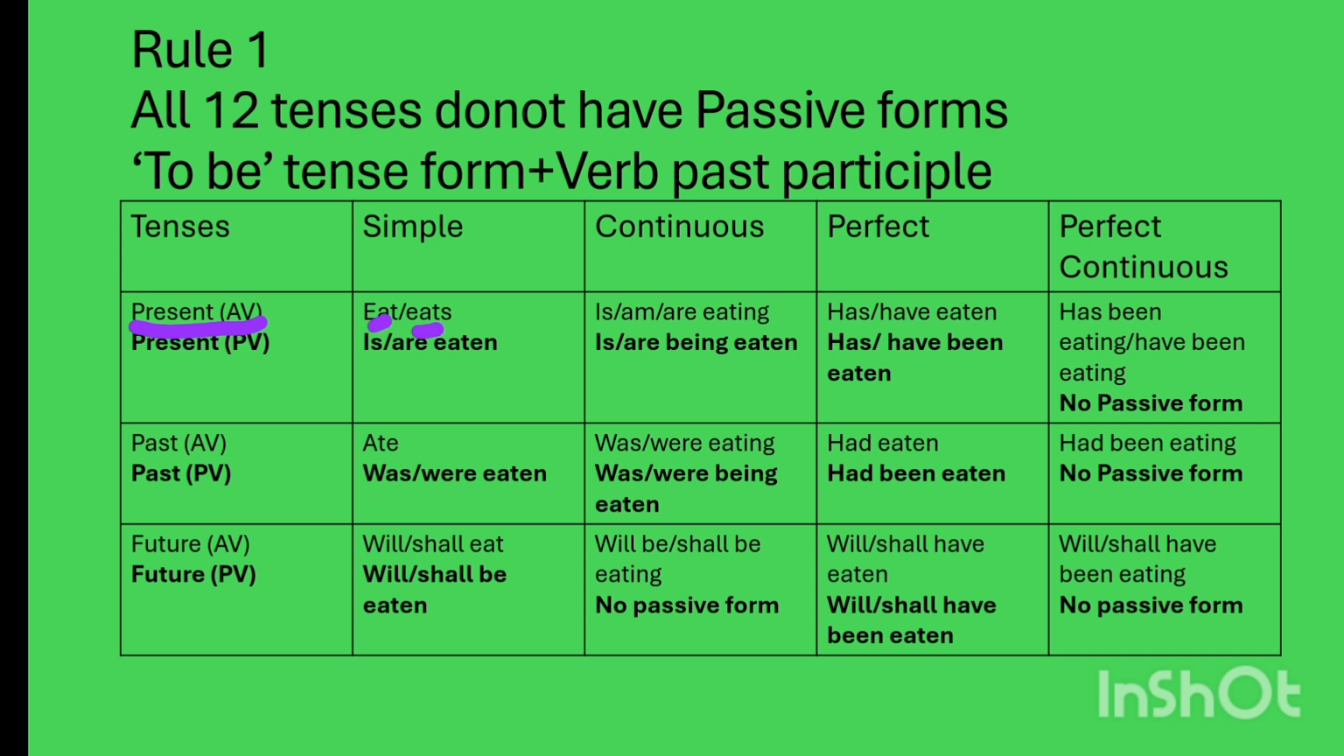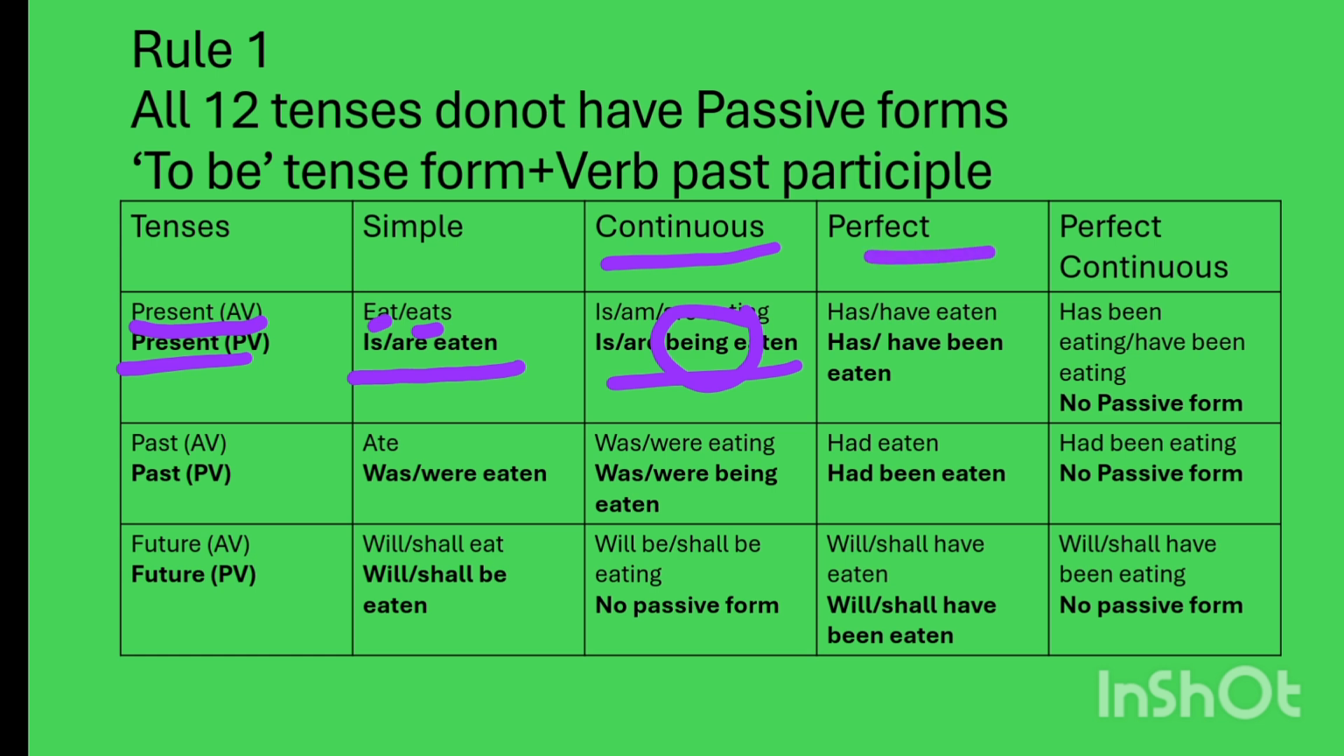Then in the passive voice, you have to write is or are eaten, third form of the verb, because it is present. Simple present, so is or are will be used. In continuous, in active, it will be is, am, are, eating. In passive, it will be is, are, you have to write because present. For continuous, you have to write being, B-E-I-N-G. Being and then eaten, third form of the verb.